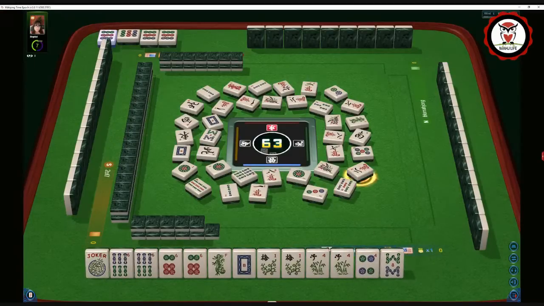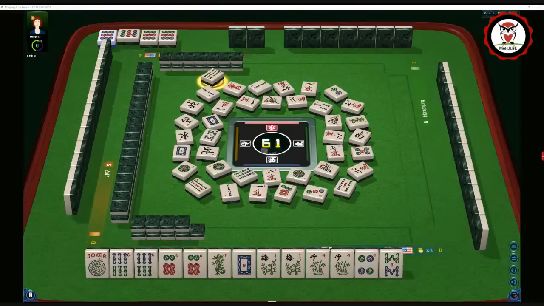Okay. Two characters. All right, let's see here. We're just gonna gather. We're in gather stage. Seven dots. We have a gap. We need to fill a gap. Six crack. None are out right now, which is good. Nine bamboos.